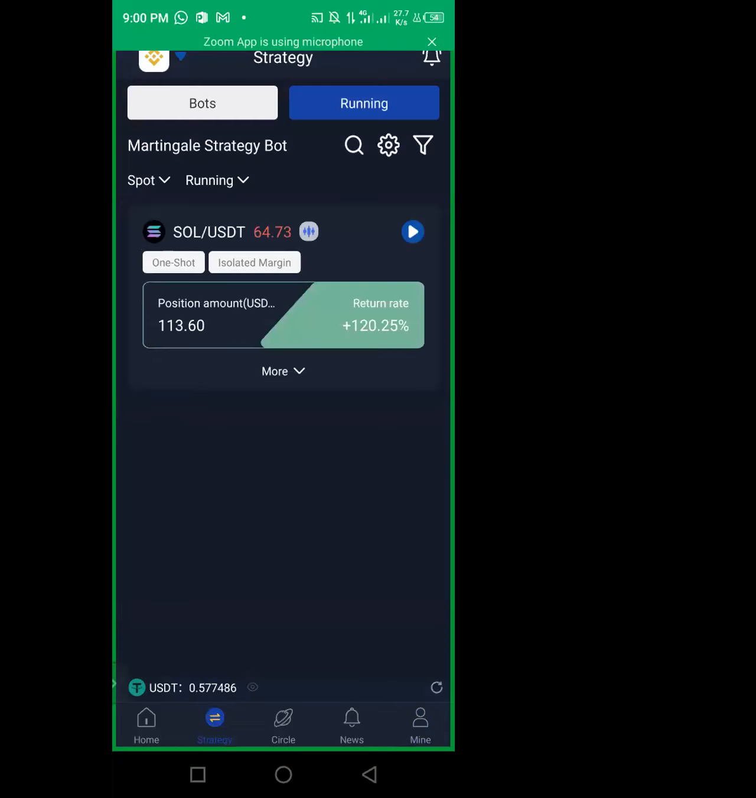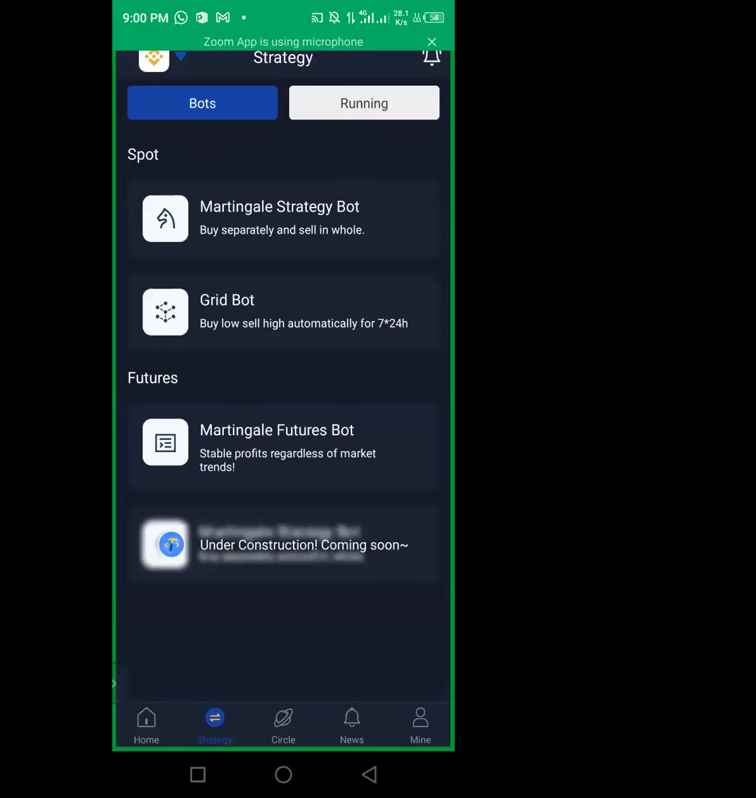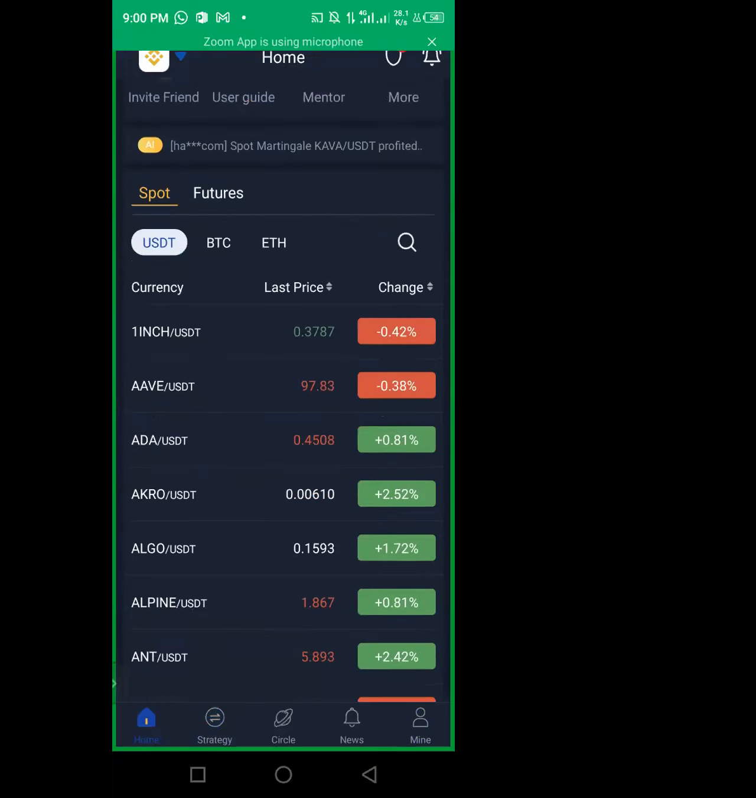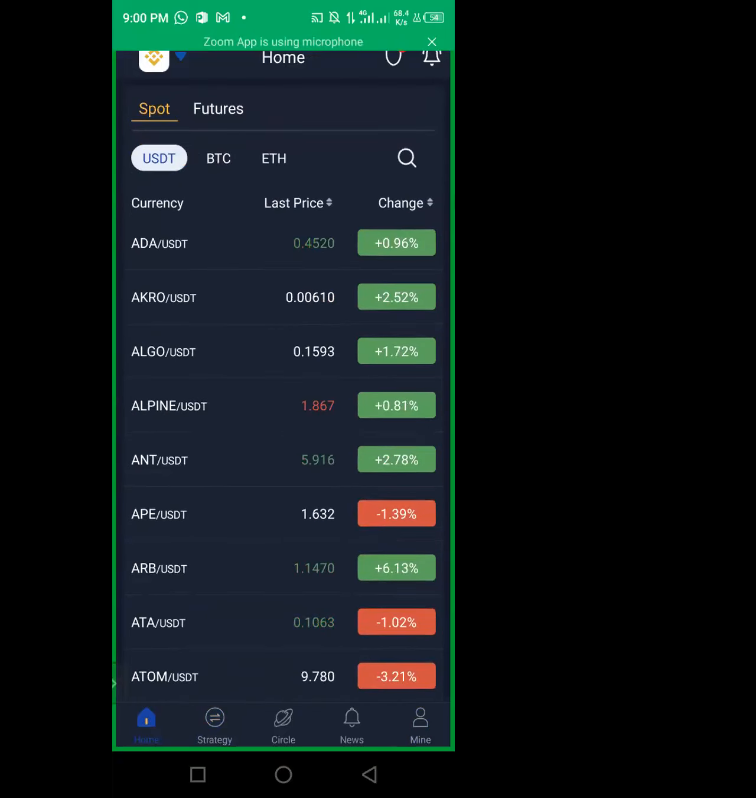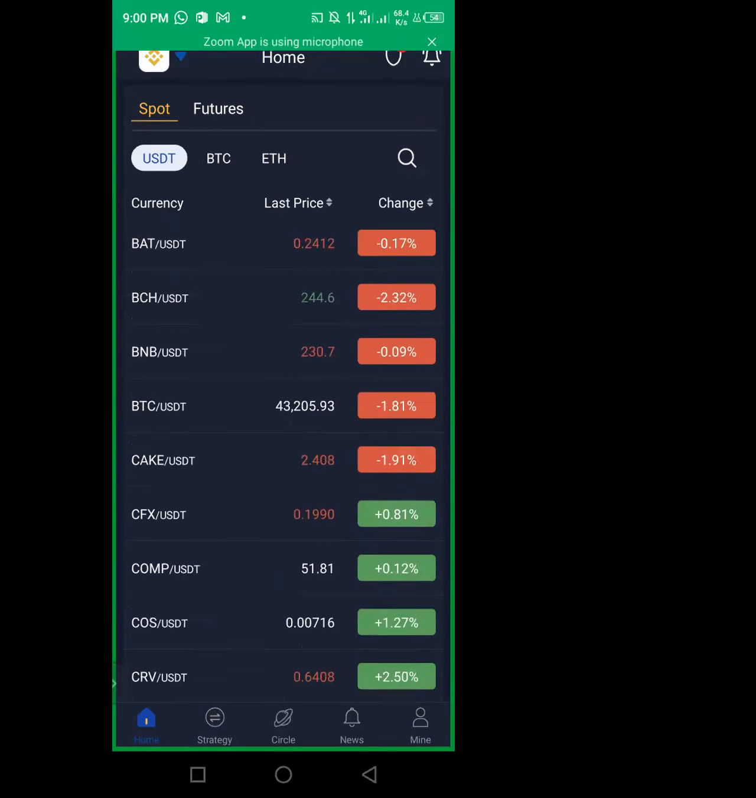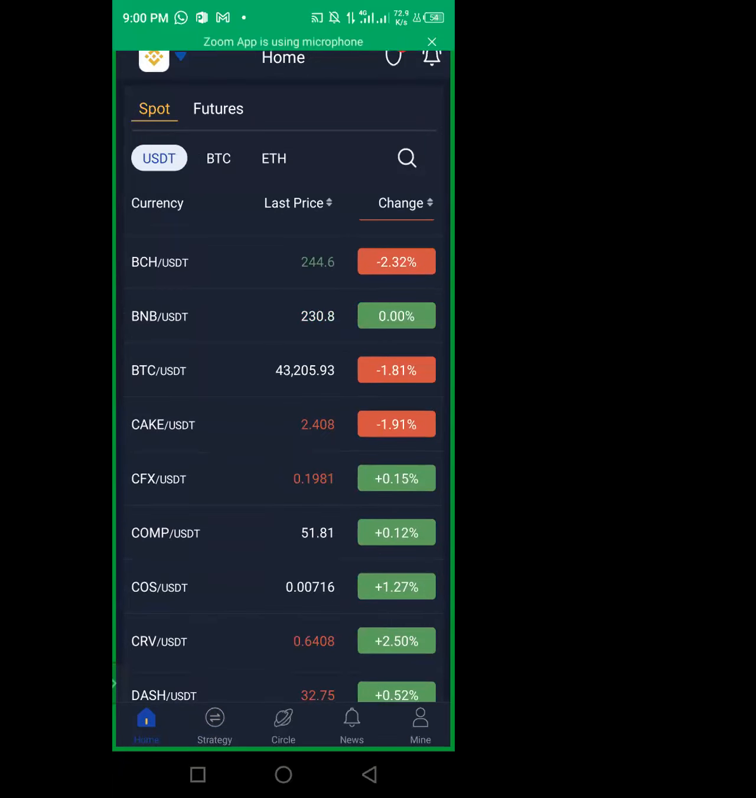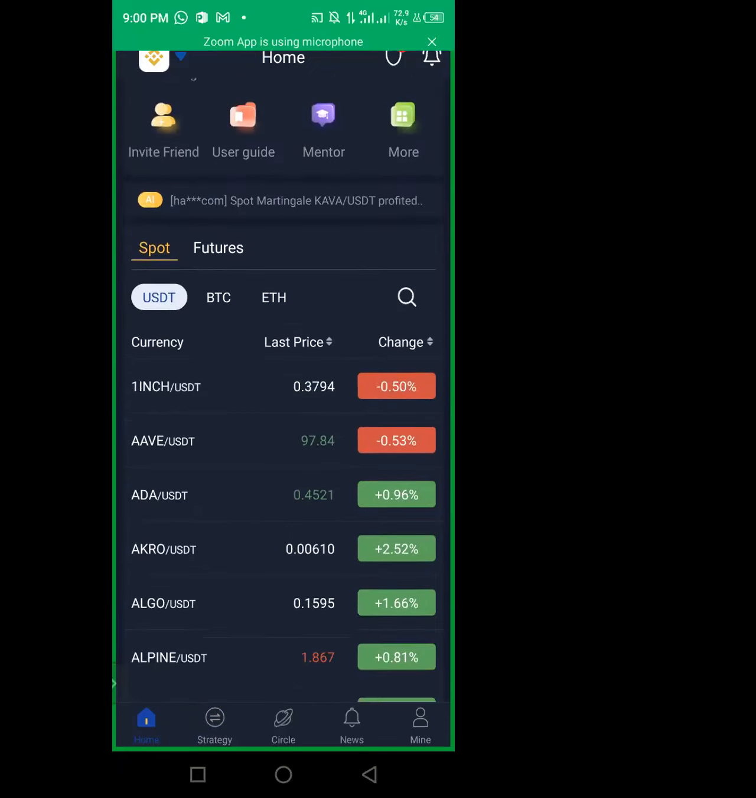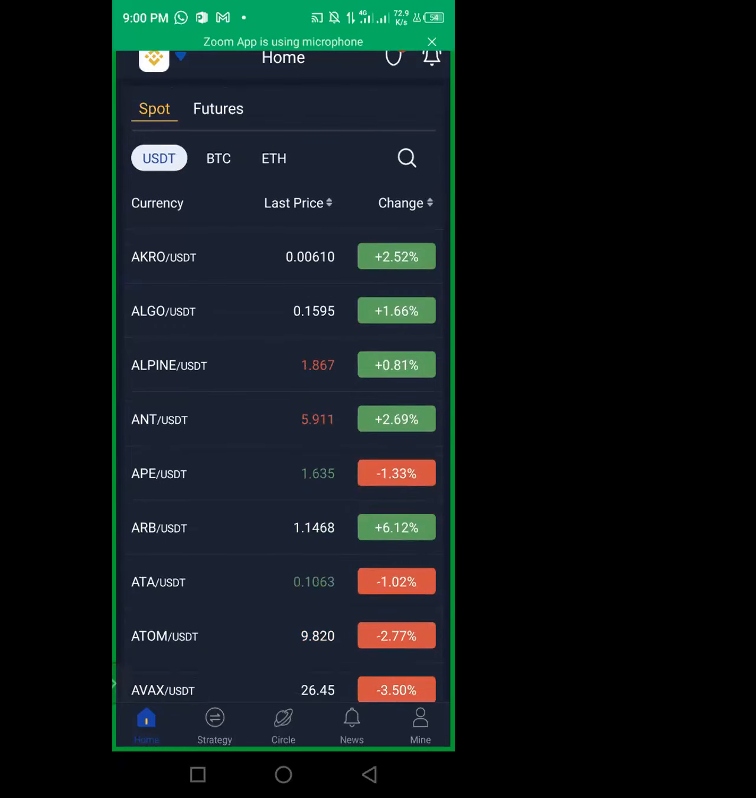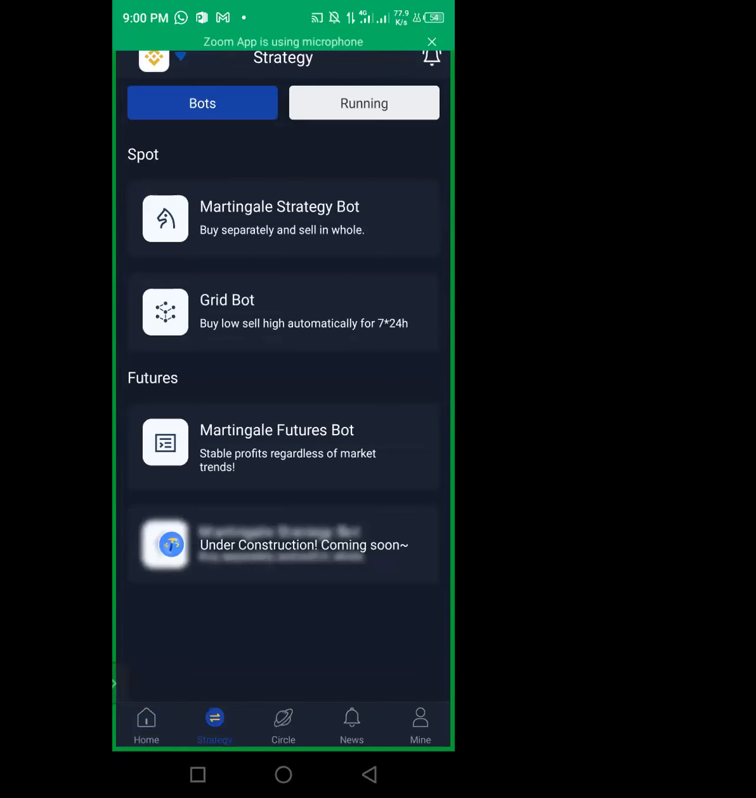The strategy, that is where to start a trade now. To start a trade, you can start from here, from the home page. You find the coin from here, or you go to strategy and click on the boat.